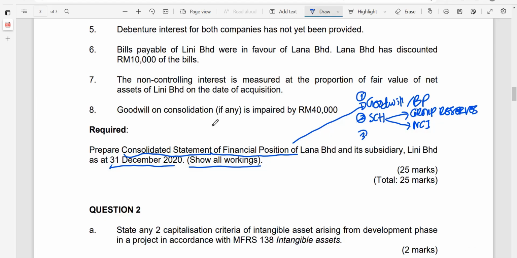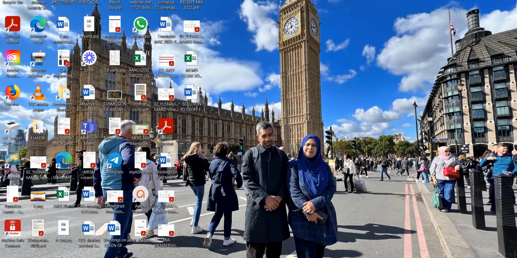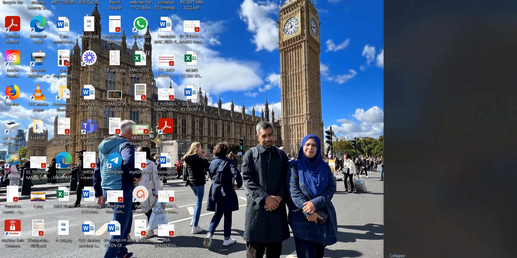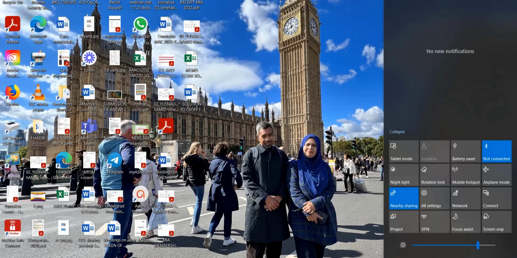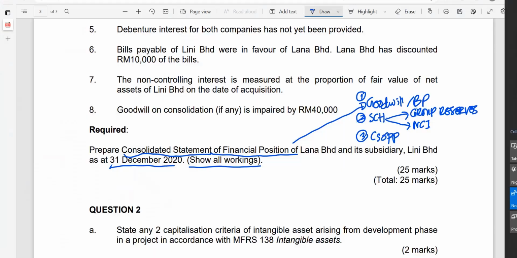where necessary. And number three, you're going to prepare the classified consolidated statement of financial position, classifying the assets, liabilities, and the items here into assets, liabilities, and equity, right? So that is what you're going to prepare.